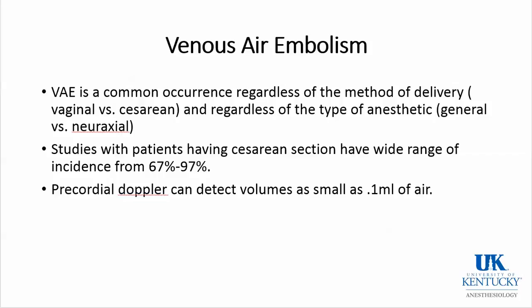It is important to note also that a pressure gradient as small as -5 centimeters of water between the surgical field and the heart allows for enough air to be entrained into the venous circulation that it might become an issue. Precordial Dopplers can detect volumes of air as small as 0.1 mL.